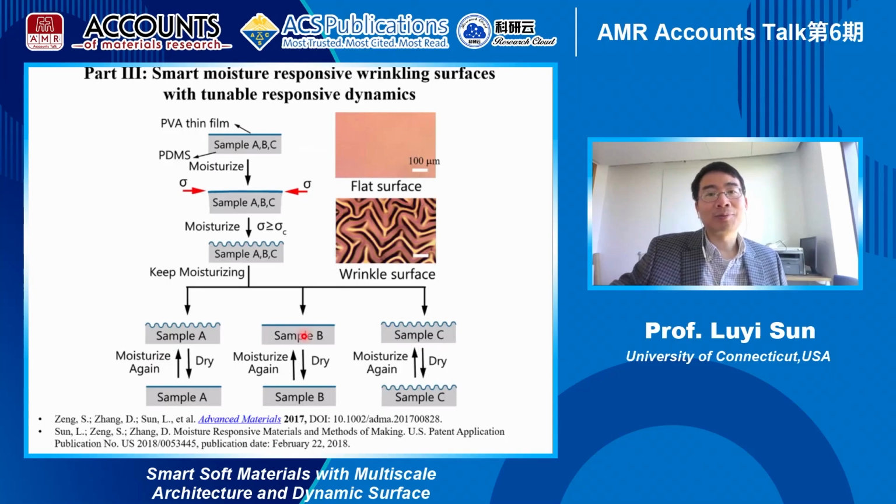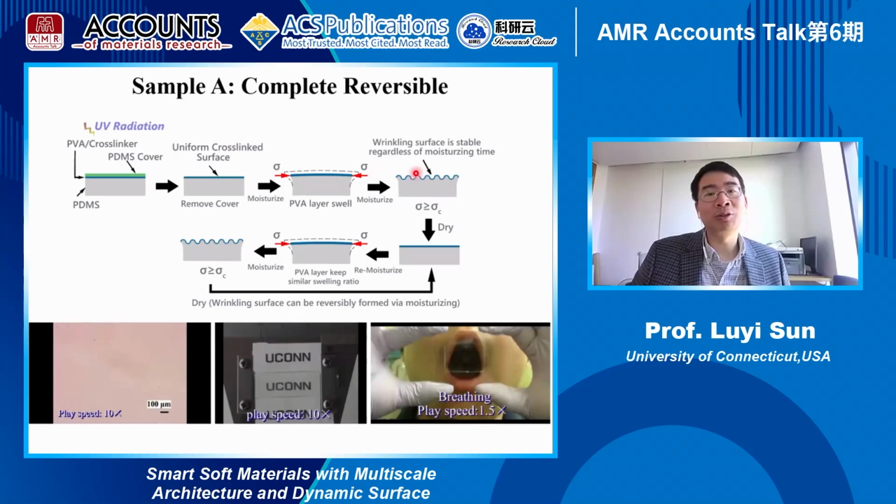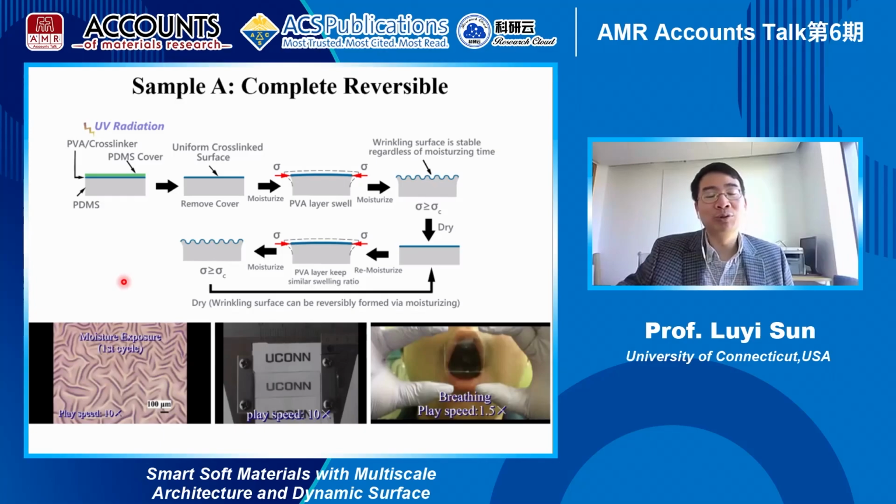So this is the first example, which shows completely reversible wrinkle formation. We basically use a very thin coating layer, as I showed you at the beginning, which is polyvinyl alcohol with clay. And the polyvinyl alcohol we use is the PVA from Kuraray with a molecular weight of 87,000. This is a very versatile PVA, and therefore it can respond to moisture very effectively. Whenever we apply moisture to the surface, it forms wrinkles. Whenever we remove the moisture source, the absorbed moisture will evaporate, and therefore the wrinkles will be gone.